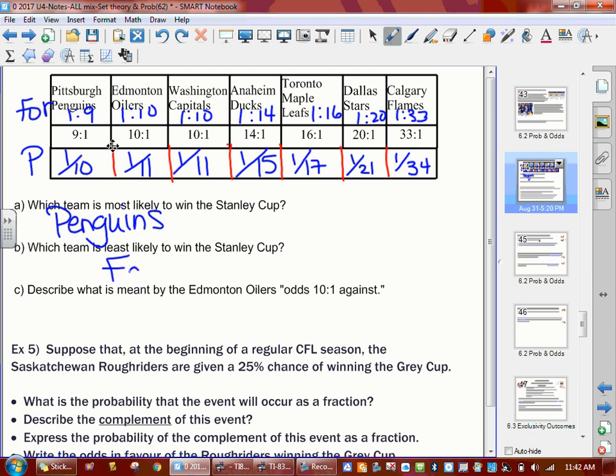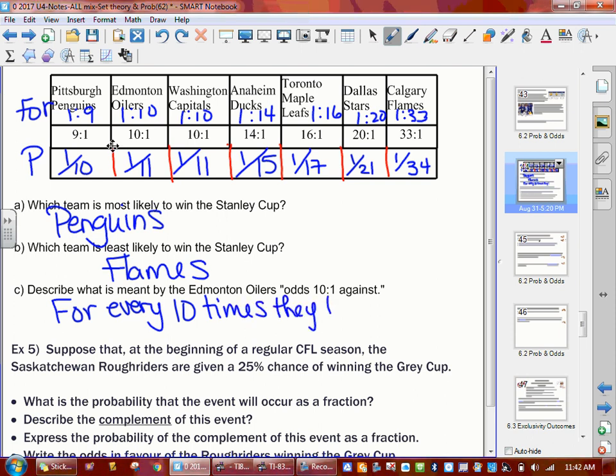Okay? And now we want to know, on letter C it says, Edmonton Oilers odds 10 to 1 against. What does that mean in real words? How would we describe 10 to 1 against for the Oilers? That's right. For every 10 times they lose. So for every 10 times they lose the Stanley Cup, that means they actually get there. It's a reach, I know. For every 10 times they lose the Stanley Cup, they will win it once.